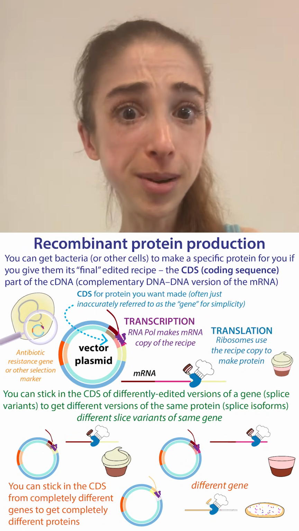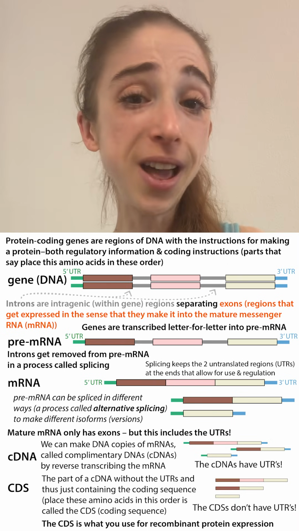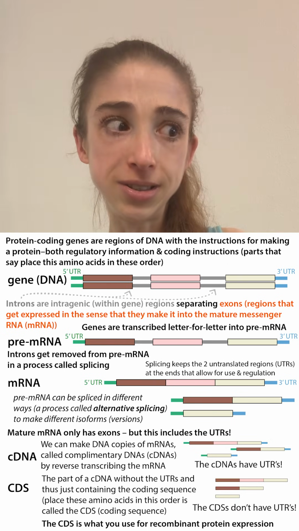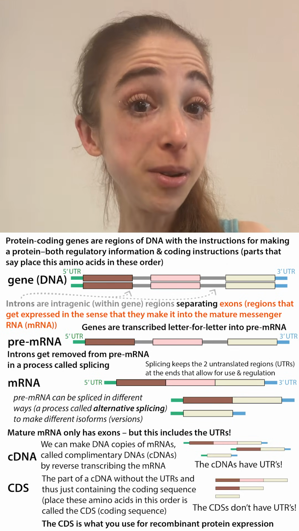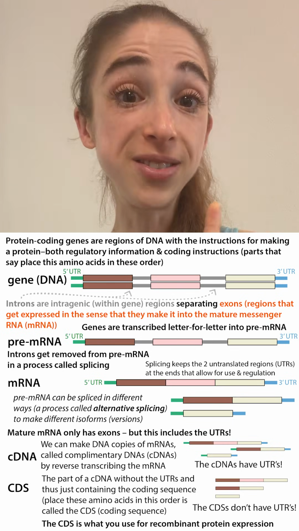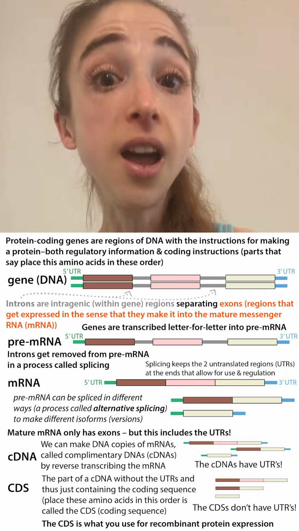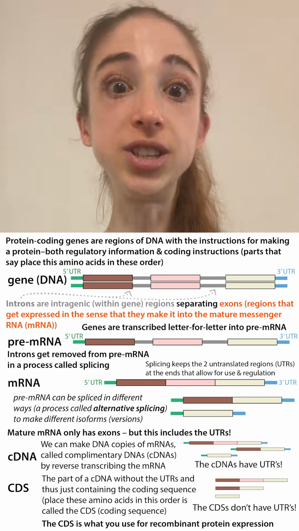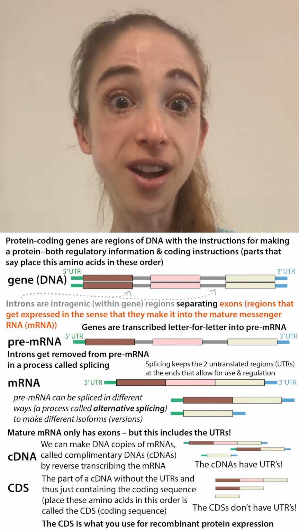about sticking a gene for making a protein into cells to get cells to make the protein for us. But if we were to actually stick in the gene, the cells would be like, what's all that extra info? I can't make a functional protein from this. So instead, what we stick in is the CDS, the coding sequence, which is part of the cDNA, the complementary DNA, which is a DNA copy of the messenger RNA, which is an edited version of the pre-messenger RNA, which is an RNA version of the gene.